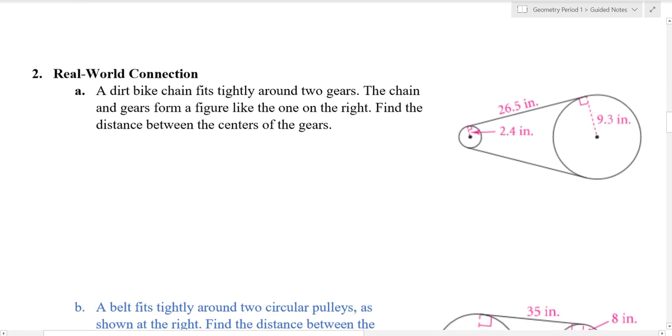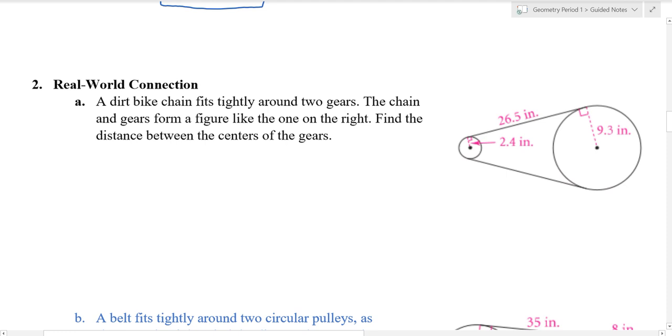Here's another problem. So let's take a look. It says a dirt bike chain fits tightly around two gears. The chain and gears form a figure like the one on the right. Find the distance between the centers of the gears. So we need to find the distance right here that I'm about to draw. That distance right there is what we're trying to find out. I'm going to label that distance D. Let me actually draw a better D. There you go. D.